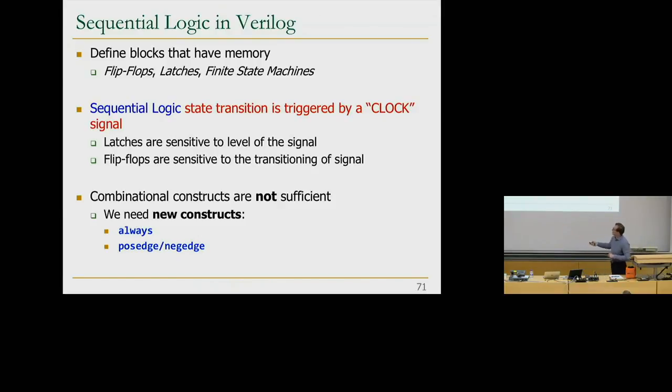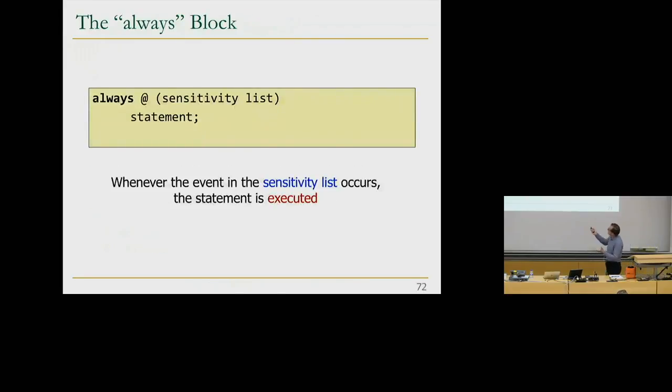We really need new constructs, and I'm going to introduce two constructs. One is the always block, and the second one is the positive edge and the negative edge of a signal. So, what is the always block? An always block looks like this: always at some sensitivity list, you execute some statement. Basically, this says that whenever the event in the sensitivity list occurs, the statement is executed, otherwise it's not executed.